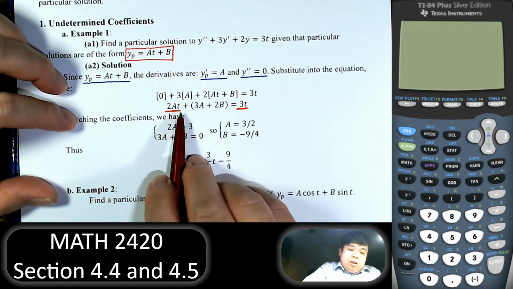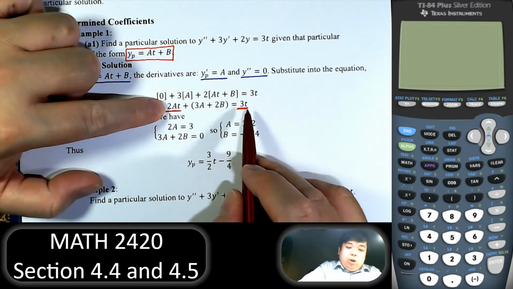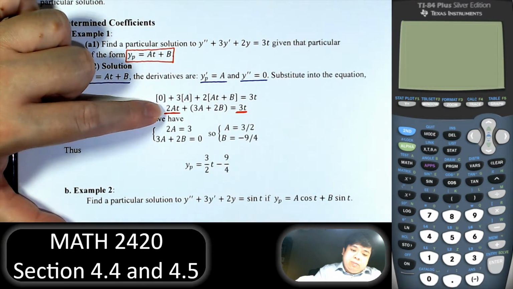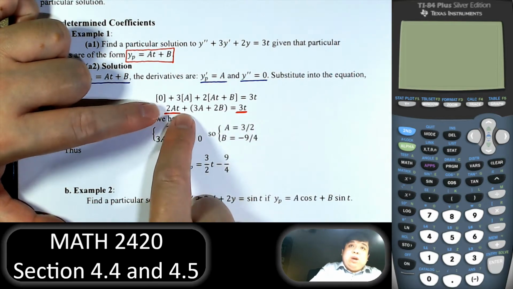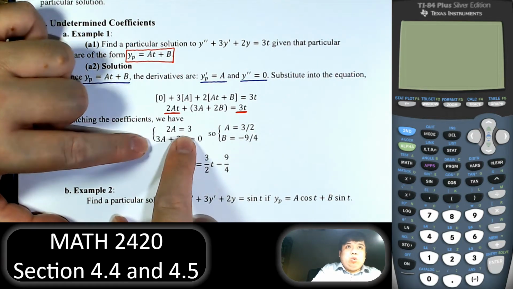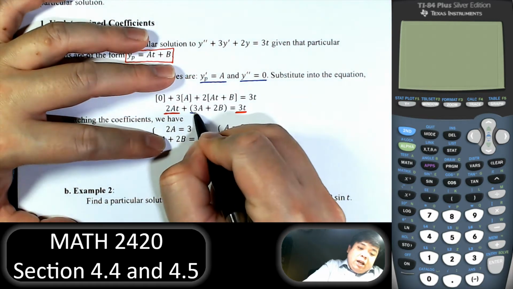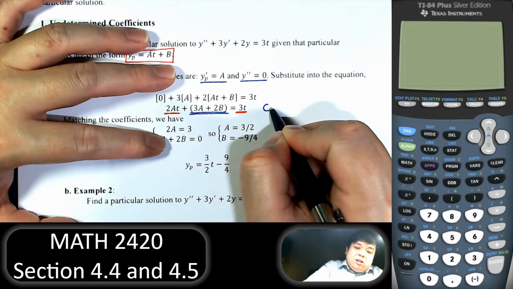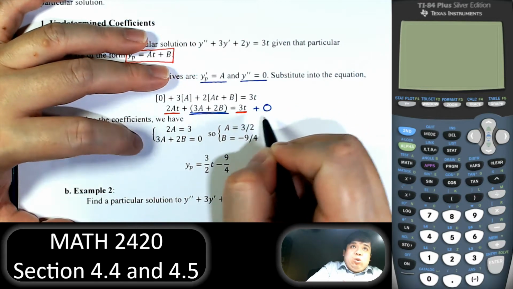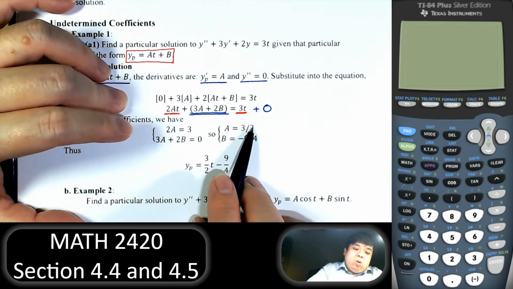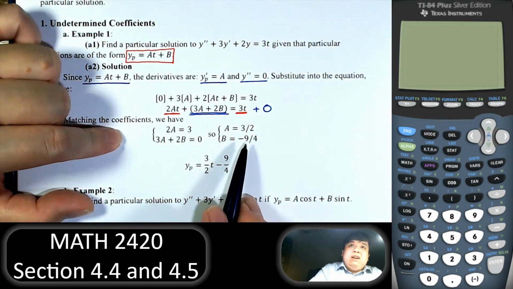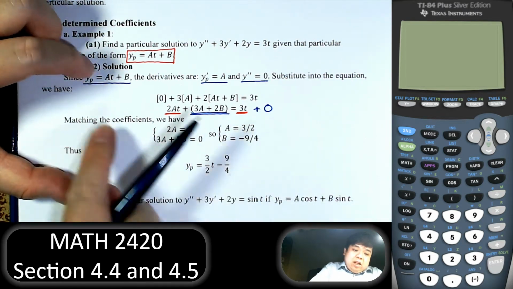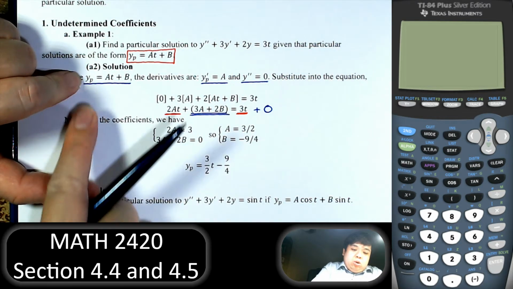So the two expressions are equal. If the variables are equal, then the coefficients must be equal. That method is called undetermined coefficients. So we have 3t equal to 2at, t and t cancel, and we have 2a equal to 3. That's the first part. The second part is a constant, and on the other side we do not have any constant, so we make that equal to 0. Solve this system of equations. We have a equal to 3/2, b is negative 9/4, and we put this back into the particular solution, and that's what we have.